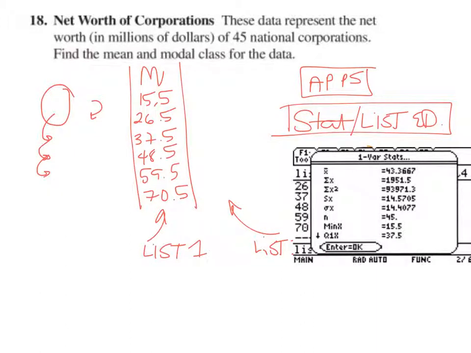And then you have your sample standard deviation right here, 14.57. Yay! So that's a wee bit easier than what we just did when we did it by hand.